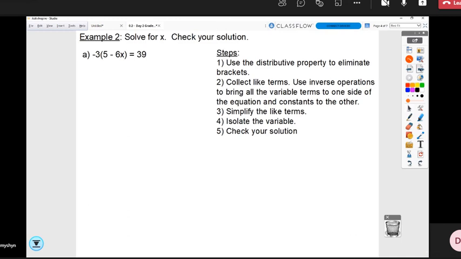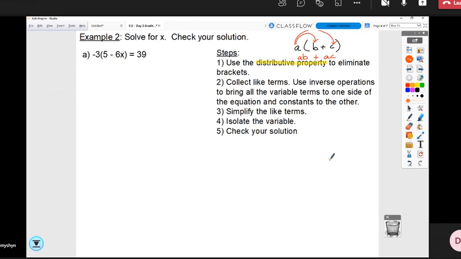Okay, now sometimes there's brackets. And this is actually a very nasty one because there's negatives involved. The first thing they want us to do here is to get rid of the brackets. And we do that by using the distributive property, right? Remember that? If you have A and then B plus C, we're doing A times B plus A times C. And that's the distributive property in a really small nutshell.